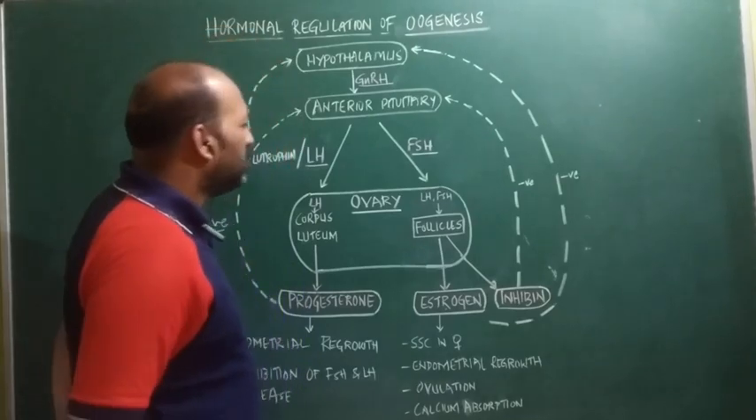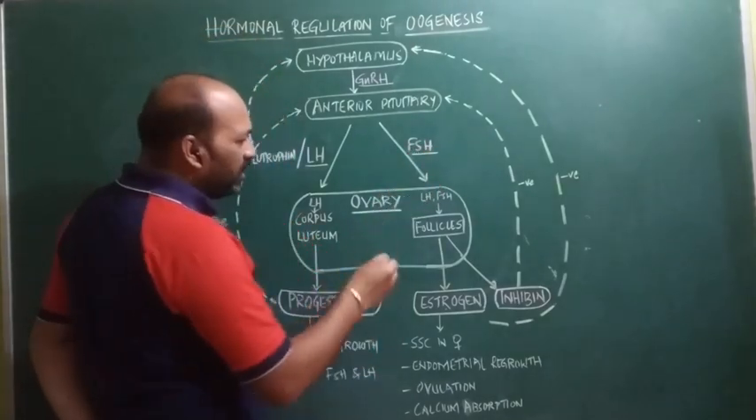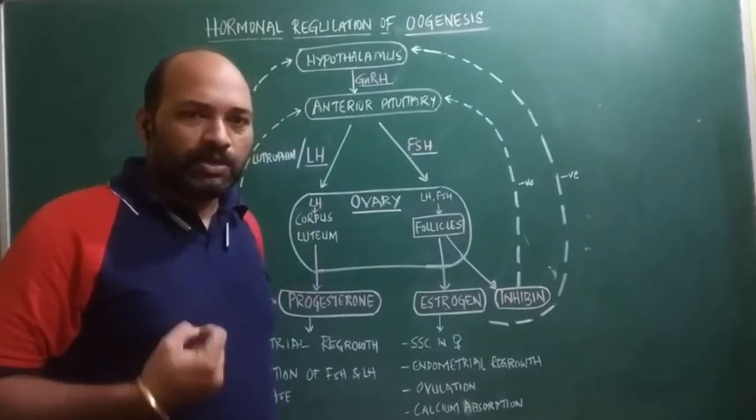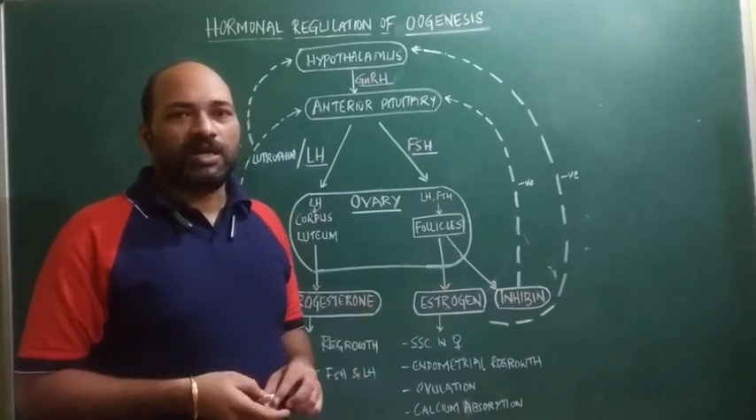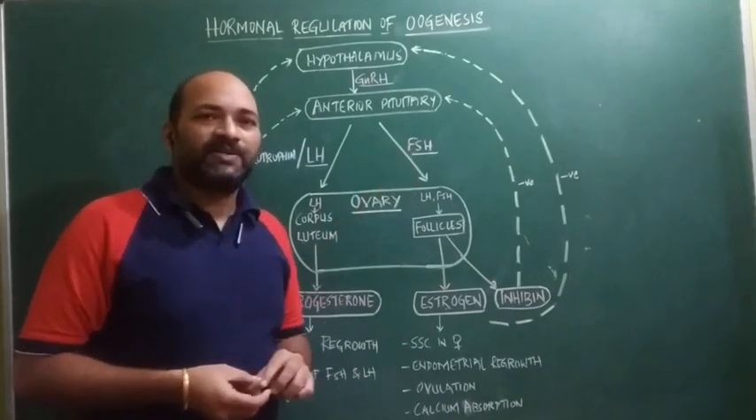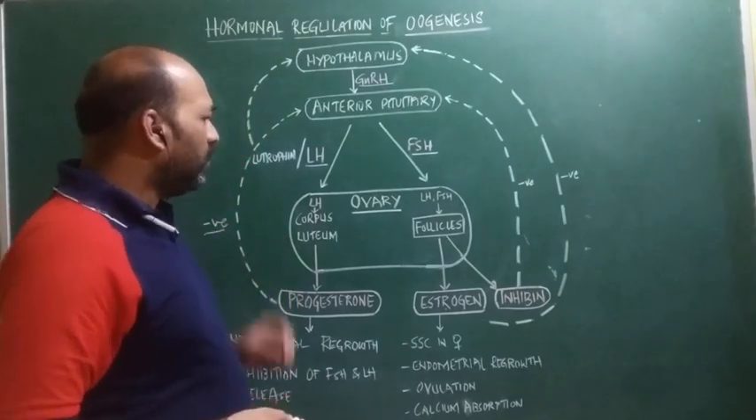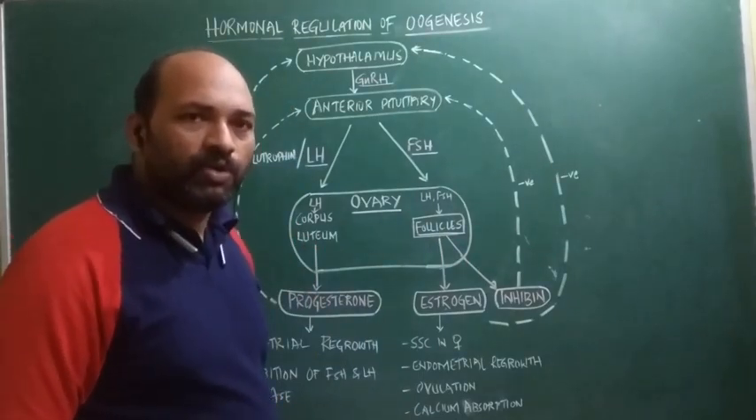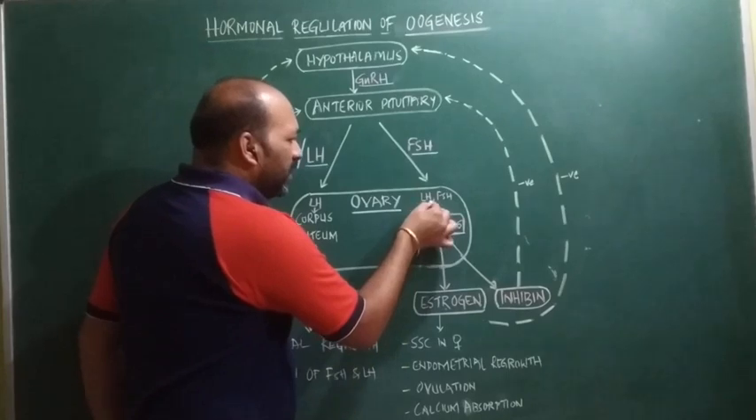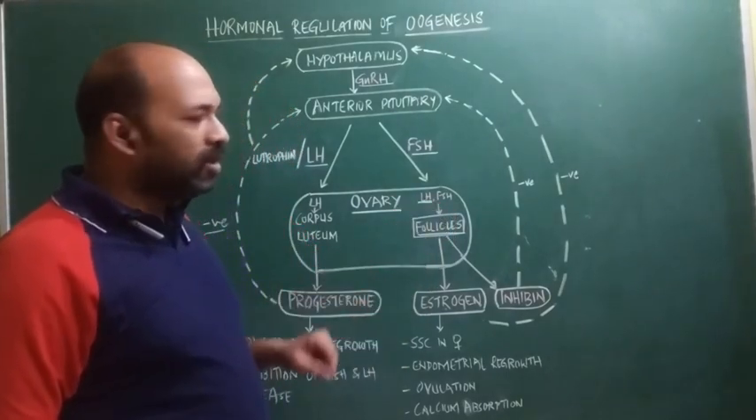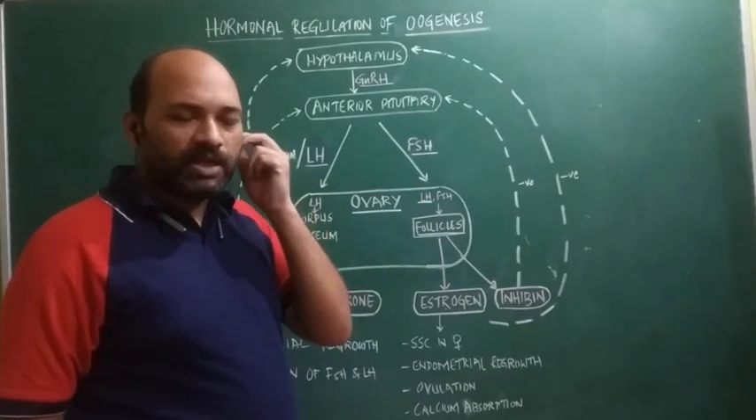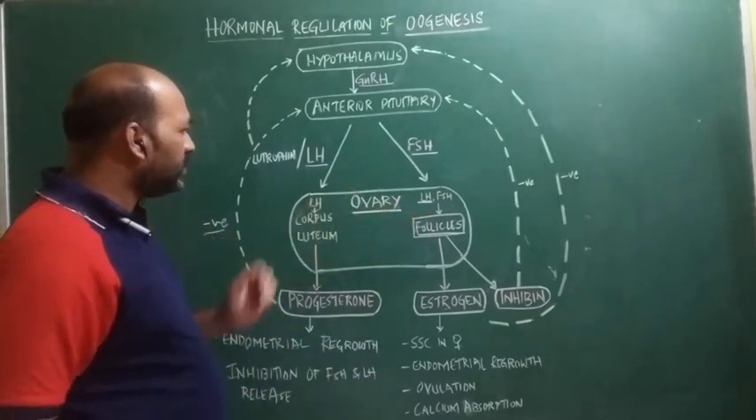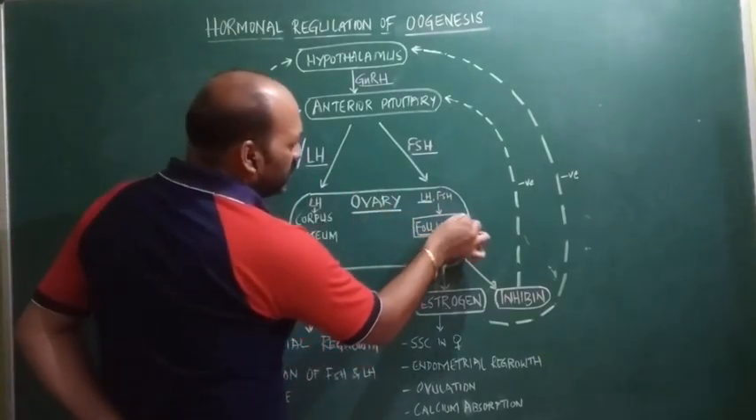Under the influence of FSH, the follicles present in the ovary, namely the primordial, primary, secondary, tertiary and finally the Graafian follicle, are formed. The entire process of this growth and development of the follicles is called folliculogenesis. Thereafter the LH, luteinizing hormone, also plays a significant role in folliculogenesis, but the main one is the FSH.